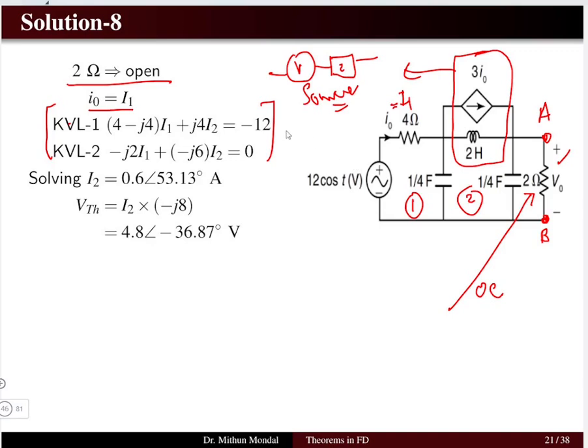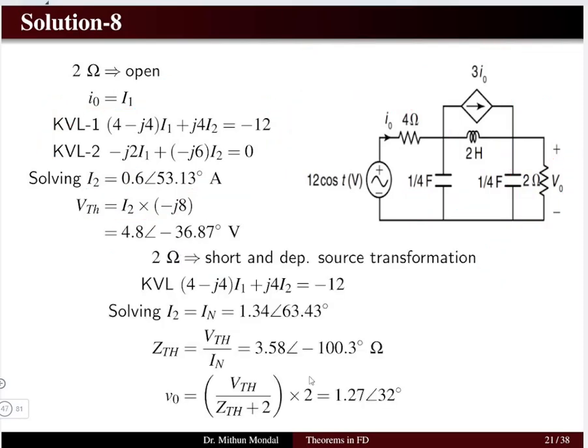So we can write the KVL equation for the two meshes 1 and 2, and then we can obtain the current I2. Here my variables will be I1 and I2, which will give me the current I2. So the Thevenin's voltage or the open circuit voltage across the 2 ohm resistor will be the same as across the 1 by 4 farad capacitor, because both are in parallel. So I can get the Thevenin's voltage, which is the voltage across the capacitor, equal to 4.8 angle minus 36.87. Now I have determined the Thevenin's voltage.